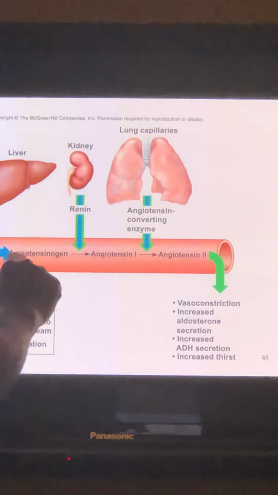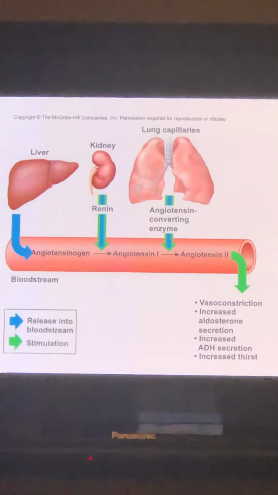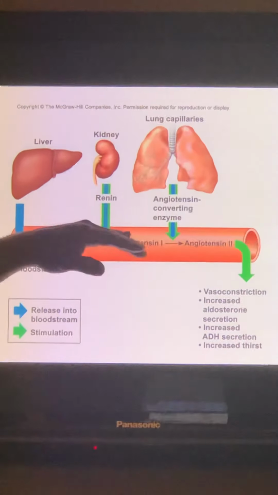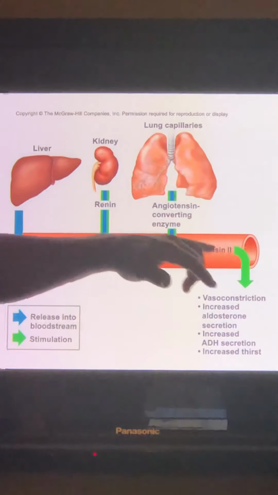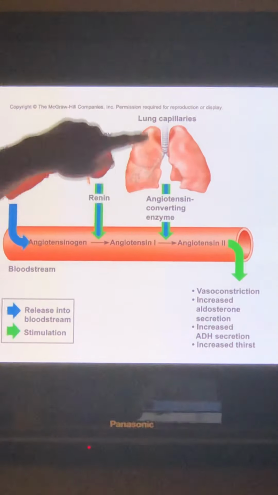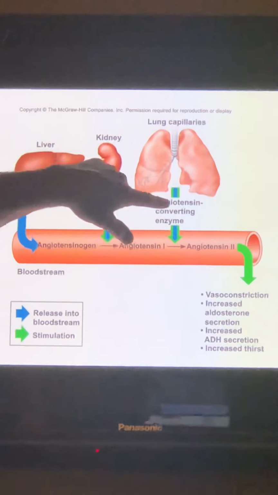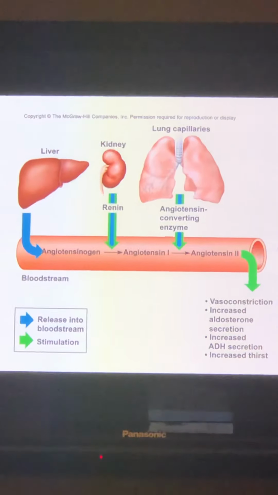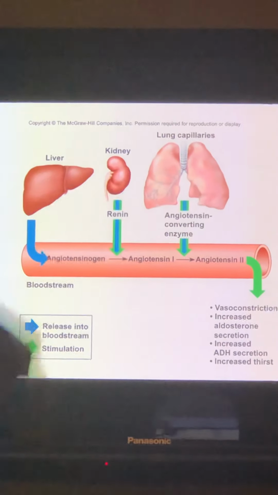It converts angiotensinogen to something called angiotensin 1. That conversion has to be made. We convert angiotensin 1 to angiotensin 2 in the lung. And that's governed by another enzyme called angiotensin converting enzyme, also known as ACE, ACE for its abbreviation.